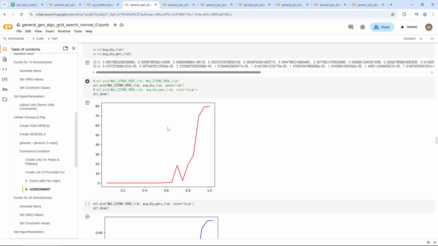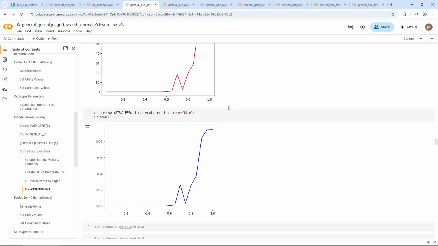And then here's what the plot looks like. So this is only when there are 10 items, and the percentage actually rises a huge amount when the max constraint percentage is at 1. It skyrockets when it's at 0.8.